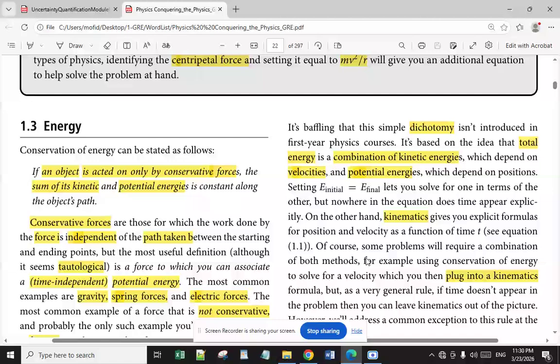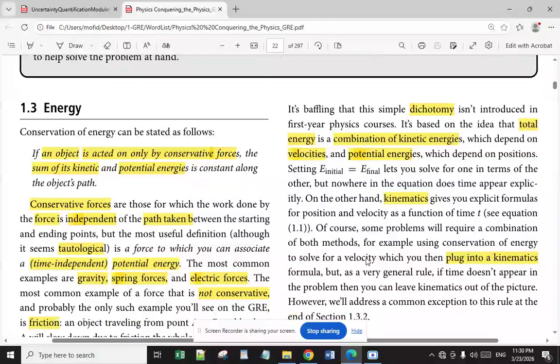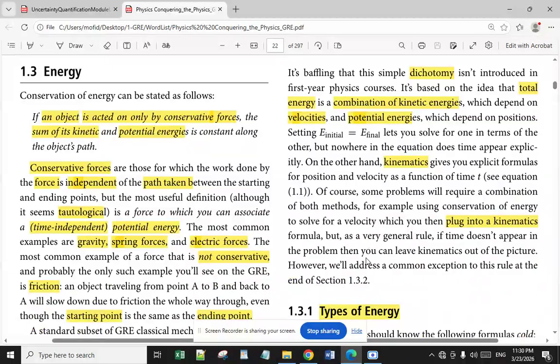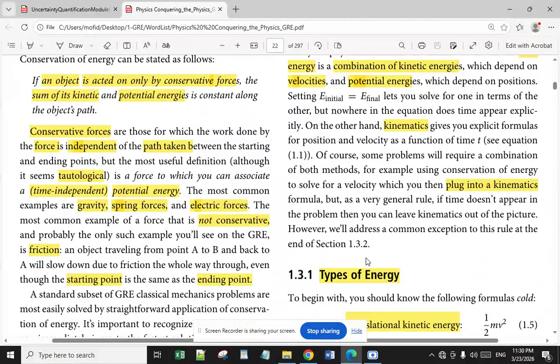On the other hand, kinematics gives you explicit formulas for position and velocity as a function of time, see equation 1.5. Of course, some problems will require a combination of both methods. For example, using conservation of energy to solve for a velocity, which you can then plug into a kinematics formula. But as a very general rule, if time doesn't appear in the problem, then you can leave kinematics out of the picture. However, we will address a common exception to this rule at the end of the section 1.3.2.